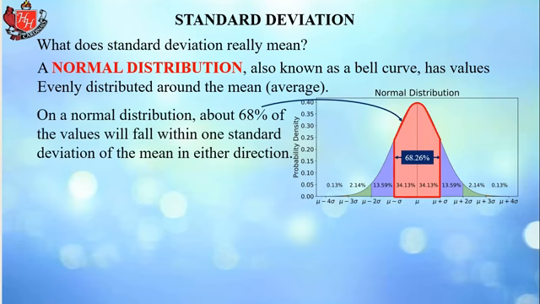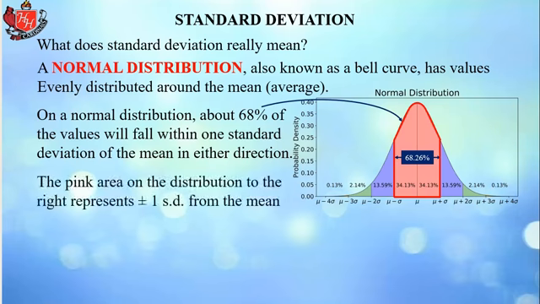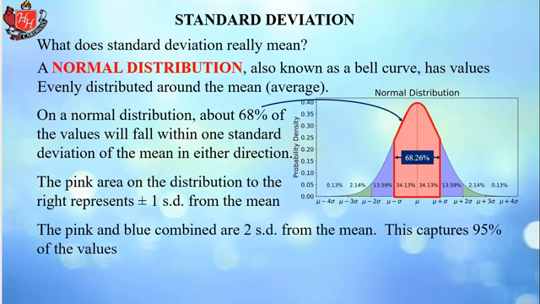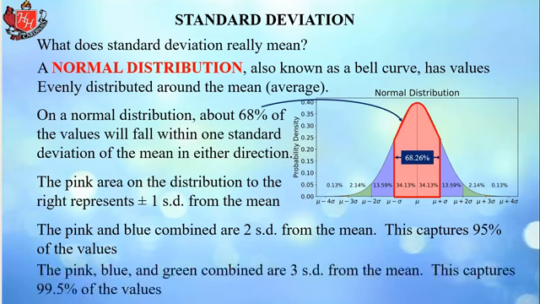So on a normal distribution, about 68% of the values will fall within 1 standard deviation of the mean in either direction. The pink area on the distribution to the right represents plus or minus 1 standard deviation from the mean. The pink and blue combined are 2 standard deviations from the mean. This captures 95% of the values. The pink, blue, and green combined are 3 standard deviations from the mean. This captures 99.5% of the values.